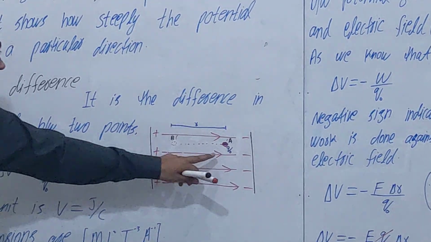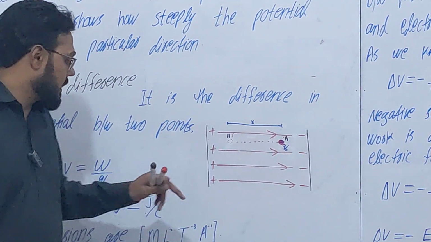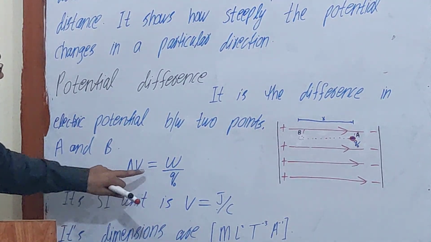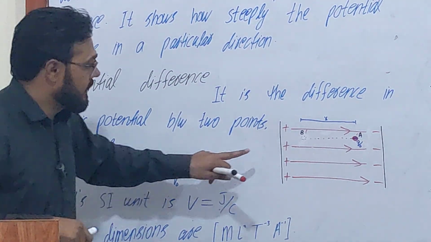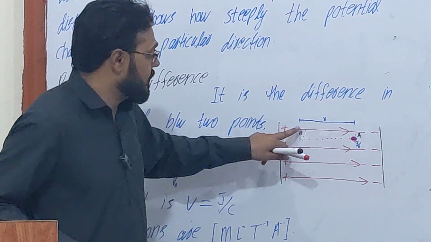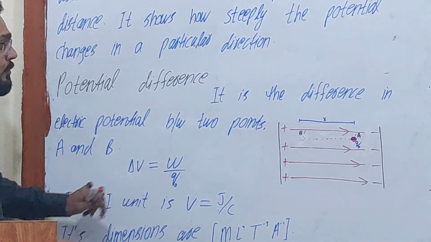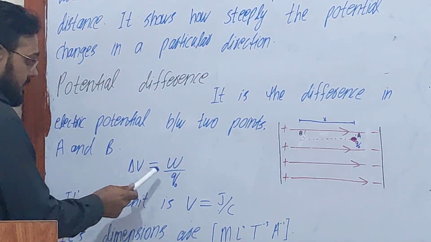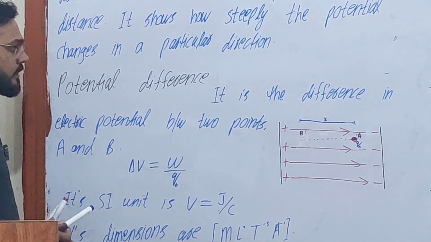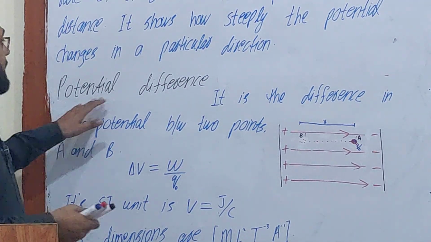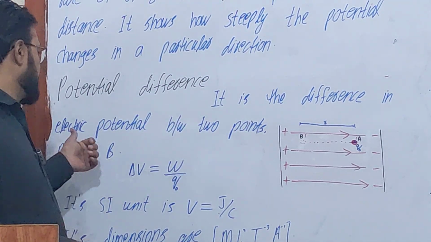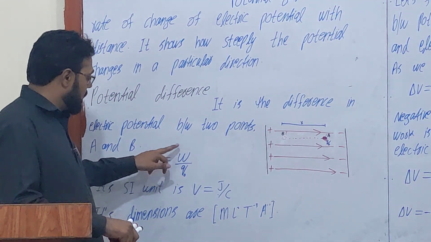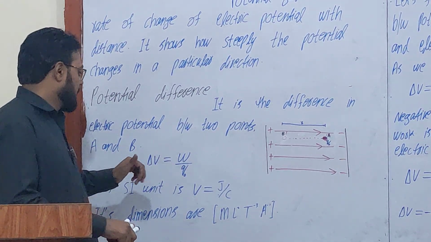Here work is done on a unit charge. Work done per unit charge gives the potential difference, del V, the potential at A and potential at B. Del V means potential difference between A and B. So potential difference is equal to work done per unit charge. Potential difference is the difference in electric potential between two points and is equal to work done per unit charge.